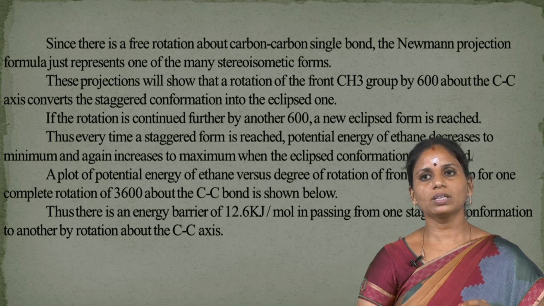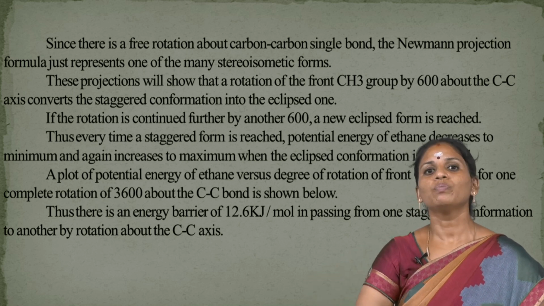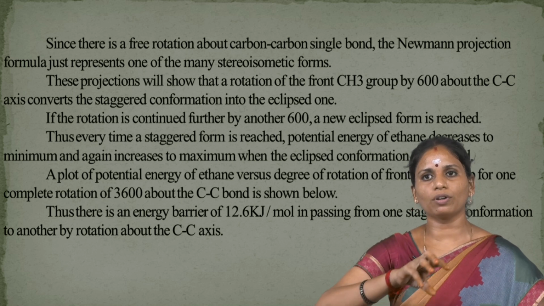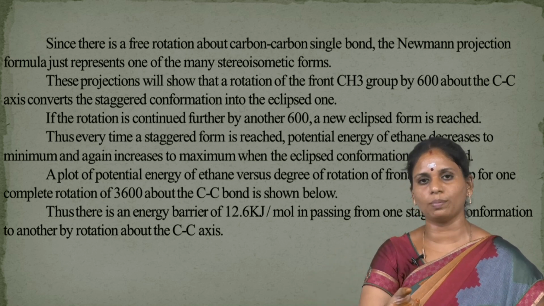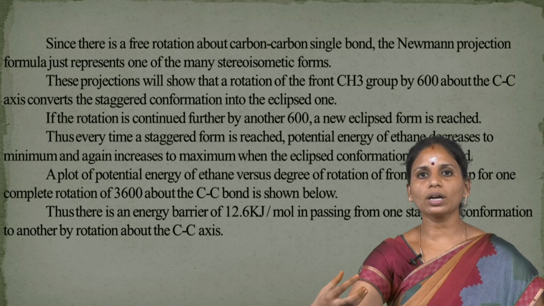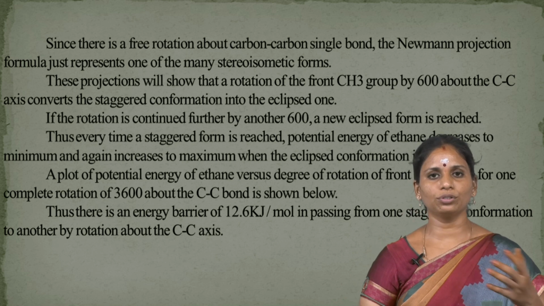Say, for example, we have to rotate the front carbon by 60 degrees so that it gets converted from one form to another. Staggered can be converted into eclipsed if you turn that front carbon about 60 degrees. If you turn the backward carbon by 60 degrees, again it will get converted into the other form.